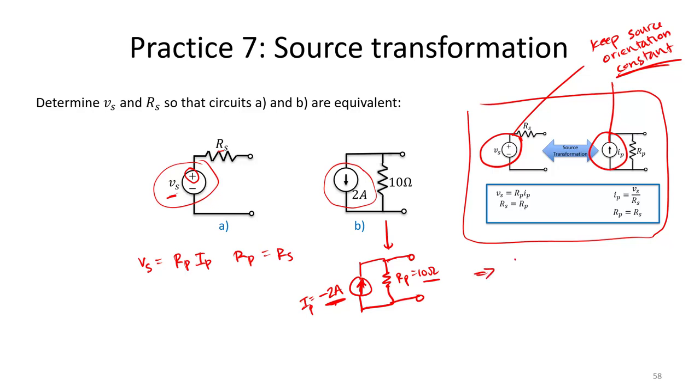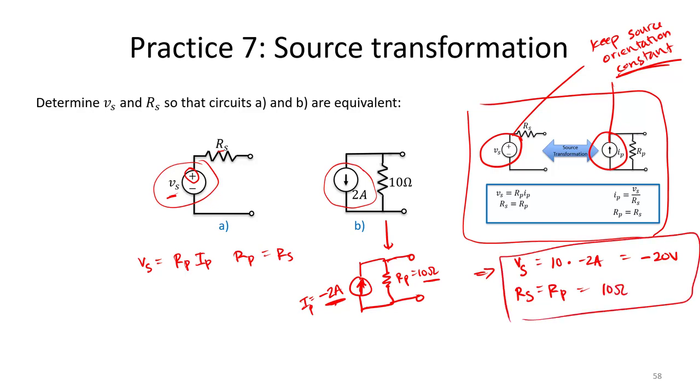So if we plug everybody in, we determine Vs is equal to our 10 ohm Rp times negative 2 amps Ip, which is negative 20 volts. And our series resistor Rs is just going to be the same as Rp, which is 10 ohms. So overall, source transformation is pretty straightforward, but be careful to keep the source orientation constant and watch out for possible sign errors if the orientation of your sources is reversed.